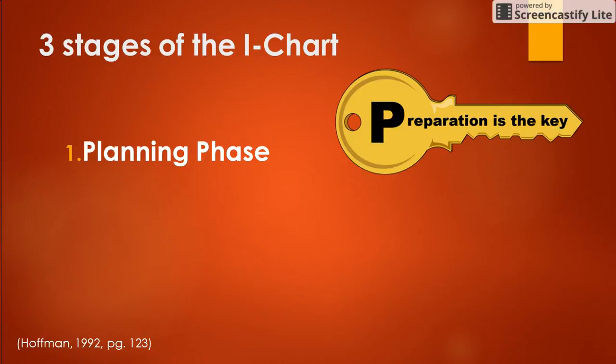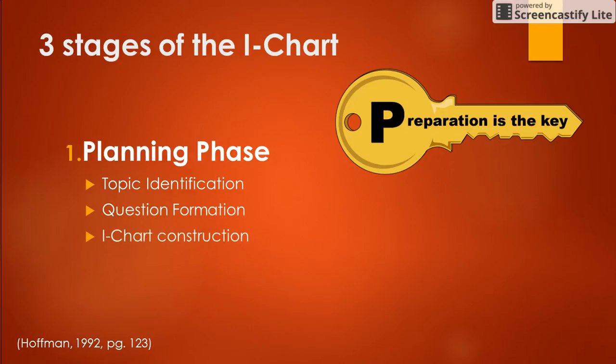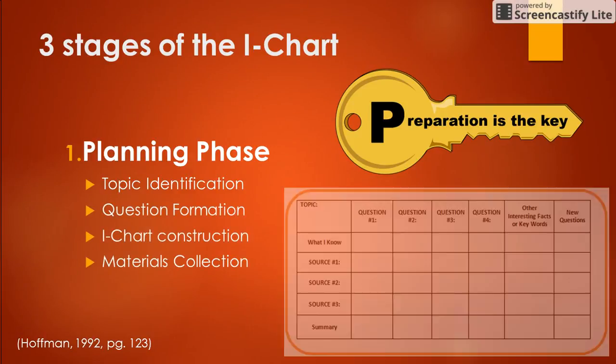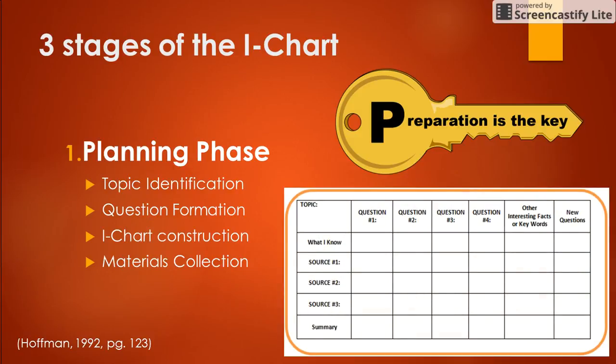There are 3 phases or 3 stages of the eye chart. The first one is the planning phase, which includes topic identification, question formation, eye chart construction, and materials collection. And so in the eye chart, the first phase would be the first part of the eye chart. So students will write what their topic is and identify 4 questions that they need to answer and they need to look at. And they would also, if they need to, draw the eye chart in their notebook, or you can provide them with a piece of paper if necessary.